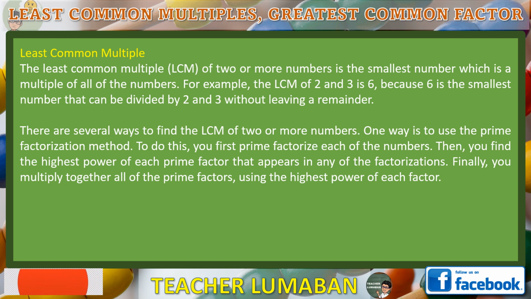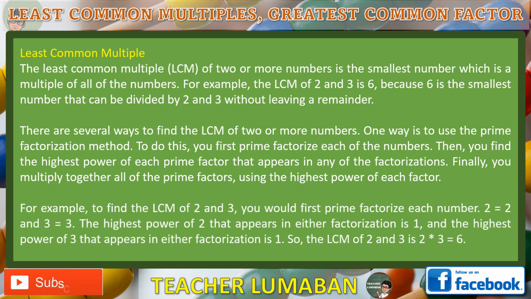For example, to find the LCM of 2 and 3, you would first prime factorize each number. 2 equals 2 and 3 equals 3. The highest power of 2 that appears in either factorization is 1, and the highest power of 3 that appears in either factorization is 1. So, the LCM of 2 and 3 is 2 times 3 equals 6.